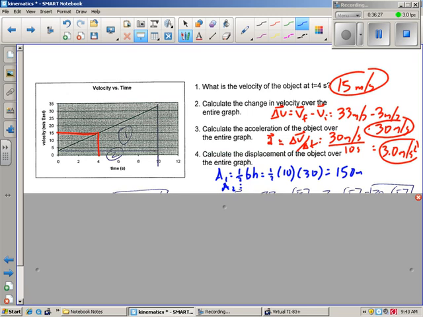The area of the second section is a rectangle, so it's just base times height. The base is 10. The height is 3. That's going to give me 30 meters. What do we do with them now? Add them up, we get 180 meters.